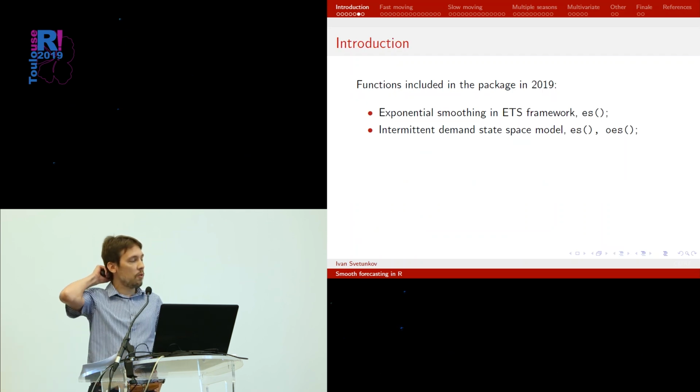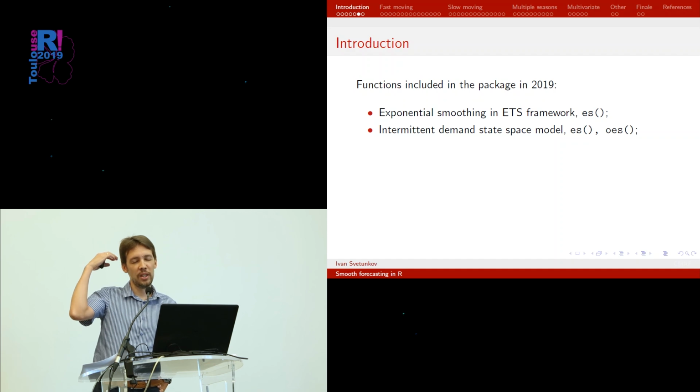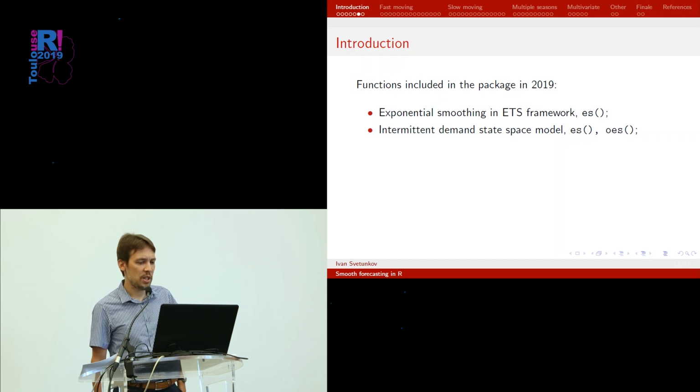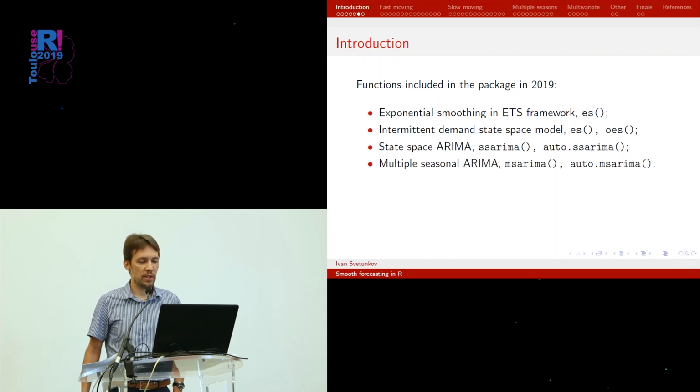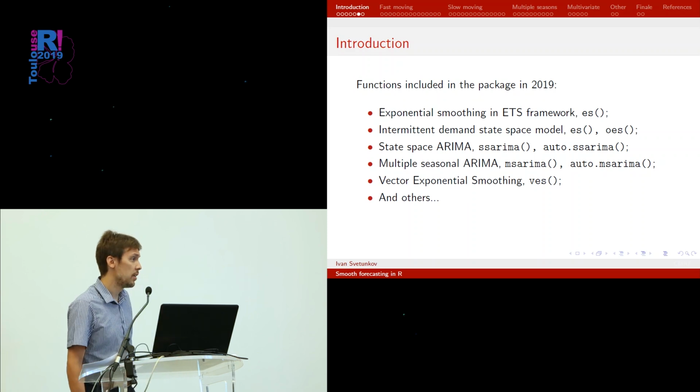So what does Smooth include right now? What functionality it has? Smooth actually stands for, was originally, the name came up because of the exponential smoothing. But then after years have passed, it has changed. Now we have more models there. So we have exponential smoothing in ETS framework developed by Rob Hyndman and colleagues. We have intermittent demand state space model. We have two types of ARIMA models, state space and multiple seasonal ARIMA. We have vector exponential smoothing, and we have some other things.